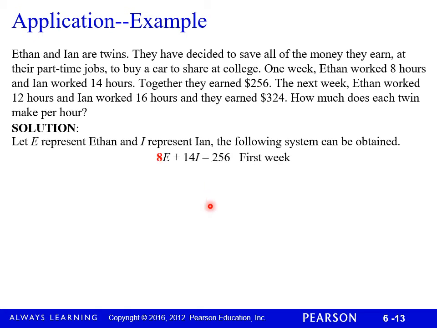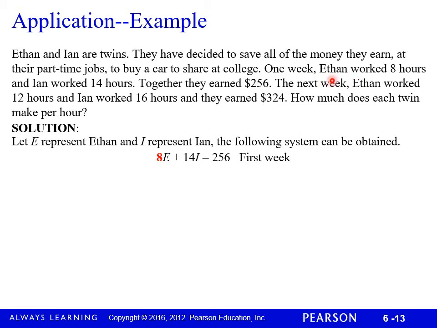Now we can use the information given. We know that E is how much Ethan earns, and he worked 8 hours. Ian worked 14 hours, so 8E plus 14I equals their combined income. See if you can write the equation for the second week using the next sentence. Hit pause and see if you can do it.